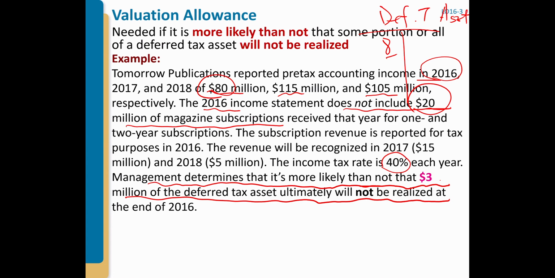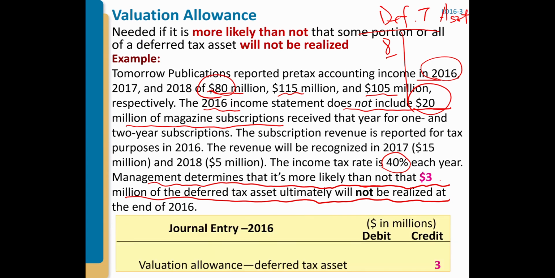So we need to recognize this. We need to write special journals. This is just an adjusting journal. We recognize that allowance, and then we debit income tax expense. So this is just like additional journals to the journals we had. With this journal, we create that valuation allowance.